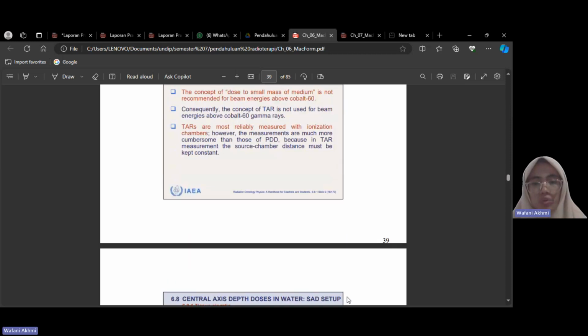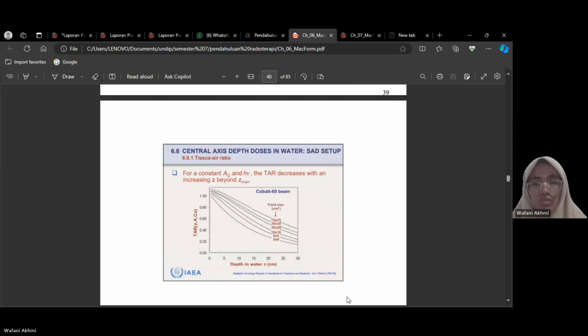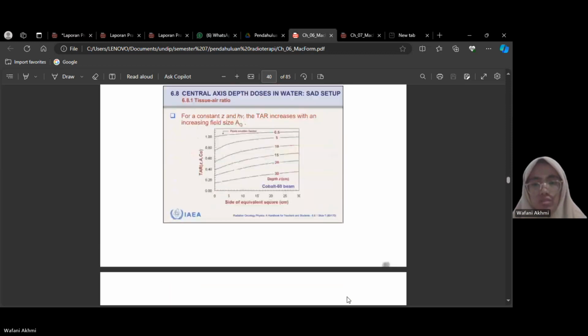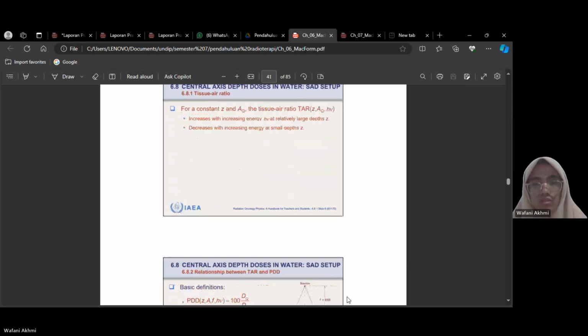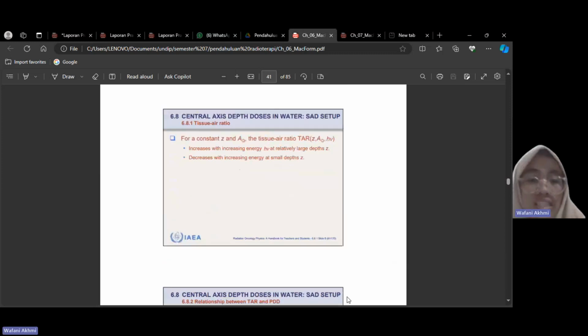Tissue air ratio. For a constant Z and AQ, the tissue air ratio, or TAR, increases with increasing energy HV at relatively large depth Z, and decreases with increasing energy at small depth Z.